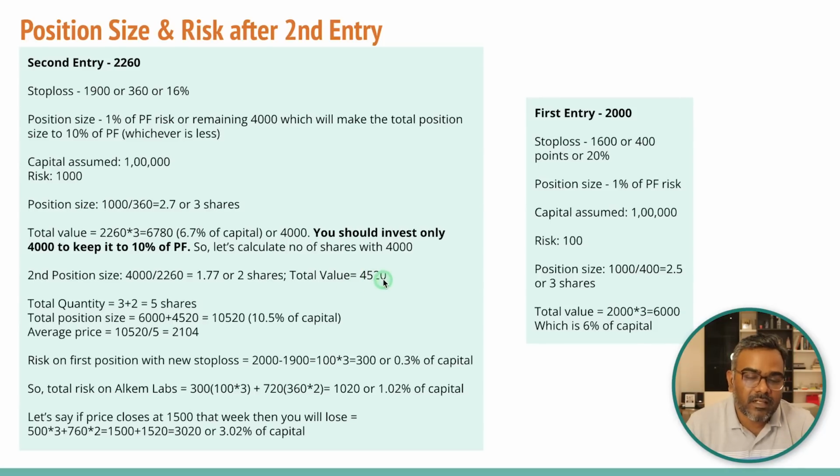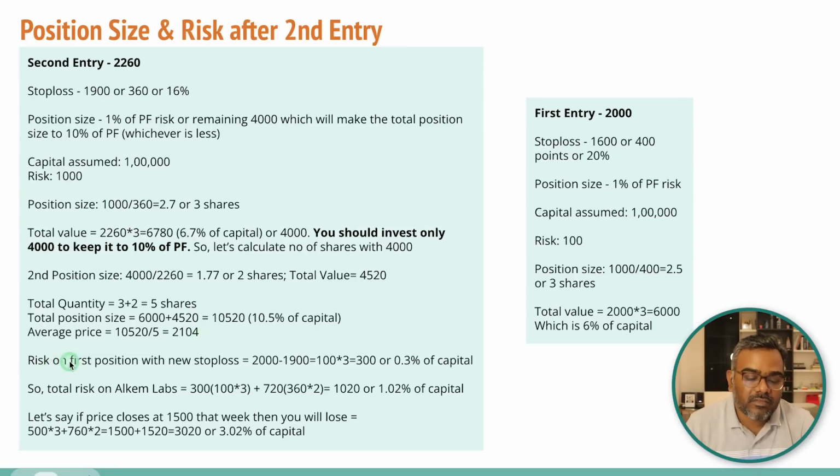So your total quantity in the first position and in the second position is going to be 3 plus 2, 3 shares here and 2 shares here, which brings us to 5 shares. So your total position size would be 10,520, or 10.5% of your overall capital, and your average price would be 10,520 divided by total shares, which is 5, so your average price is 2104. So that's your entire position.